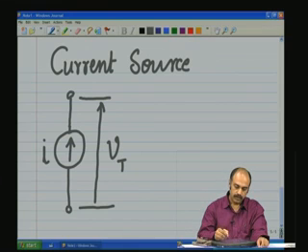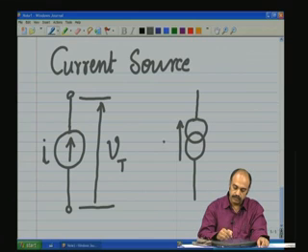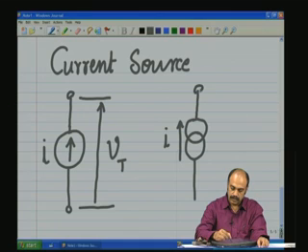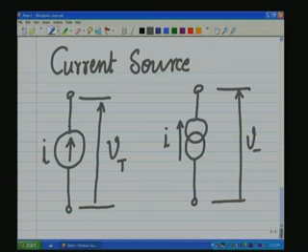Alternatively, you can see a current source being represented in this manner also. A double circle with an arrow indicating the direction of flow of current, and an I to indicate that it is a current source, and the terminal voltage Vt, which is determined by the external circuit.